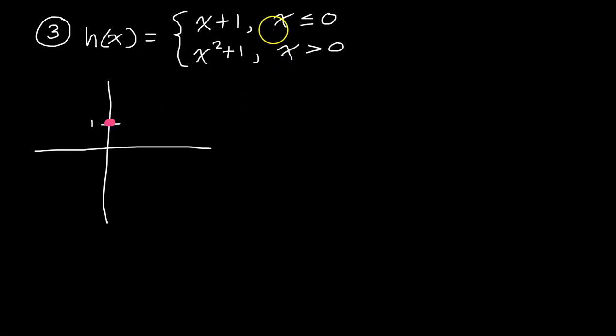Now, as I go to the left of 0, the graph will look like the graph of x plus 1. This is a straight line with a slope of positive 1 and a y-intercept of 1. So if I were to graph this entire line, it would look something like this. But it's only going to be this graph left of 0 or equal to 0. So we can forget about this part right here. And this is what the first piece of the piecewise function will look like. Now, what about the second piece of the piecewise function?